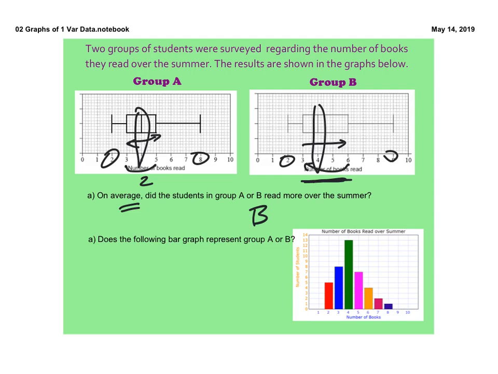All right, does the following bar graph represent Group A or B? The way you can tell is that this one maxes out at 8. The number of books read is 8, whereas these guys, the max was 9. Okay, I better erase this so you can see it better, but there's a 9 there. So this had to be from Group A because of looking at that max.